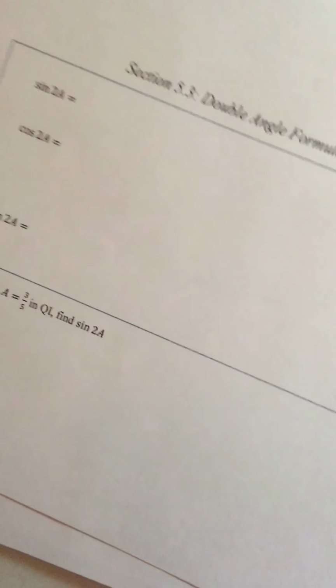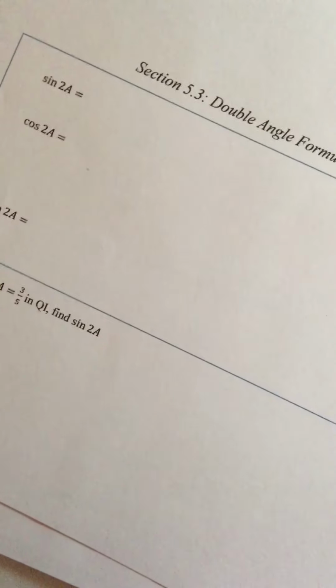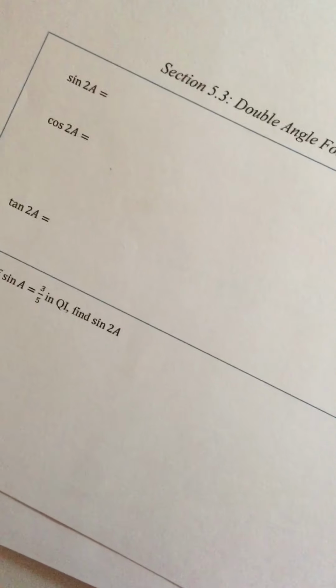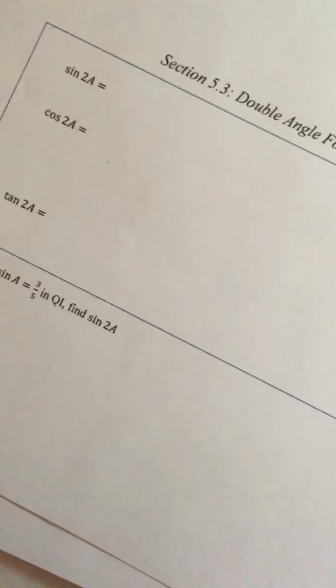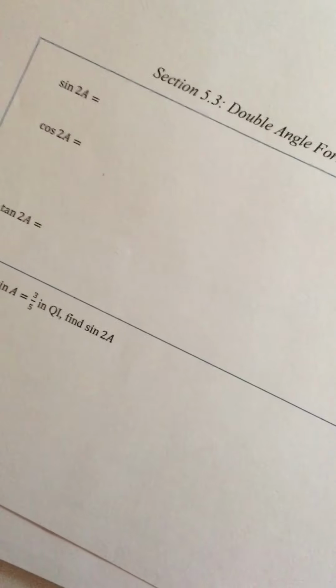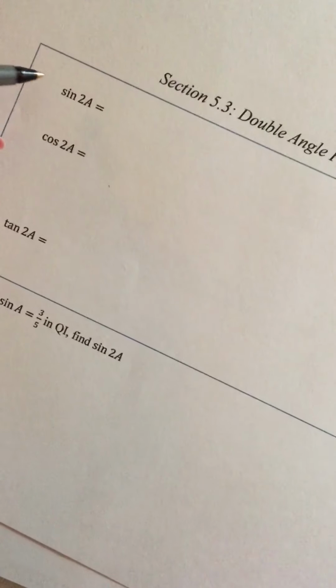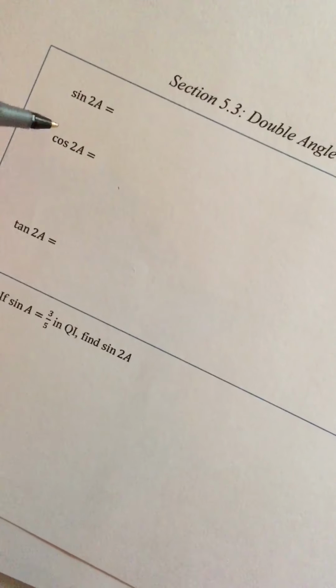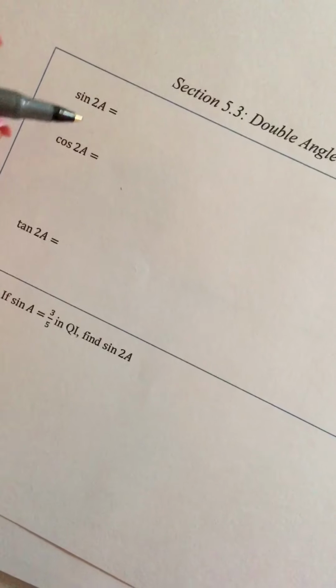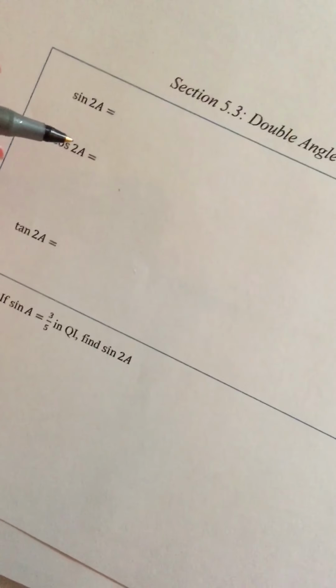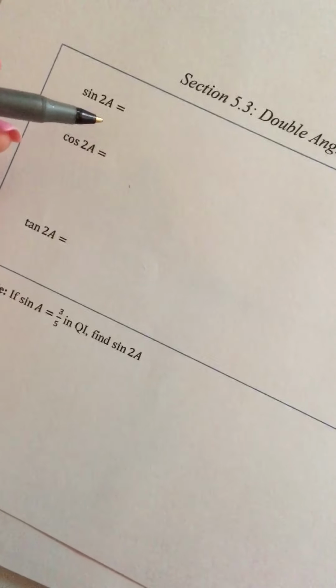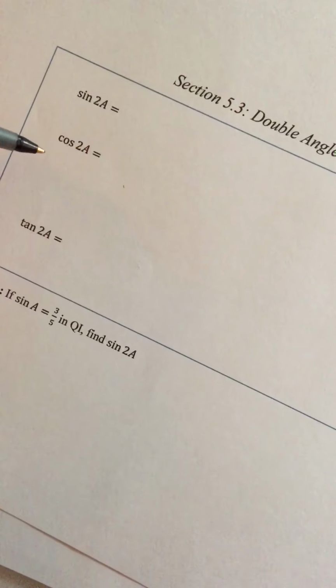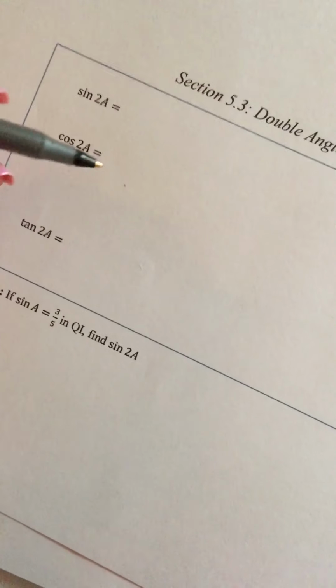So 5.3 is the last section we cover in chapter 5. They also have a 5.4 and 5.5, but we don't worry about them. We stop at 5.3. So I'm giving you 3 new formulas. Well, I say 3, they're like 5 new formulas. But you're going to see that one of them you can manipulate and get the other 2 a little bit.